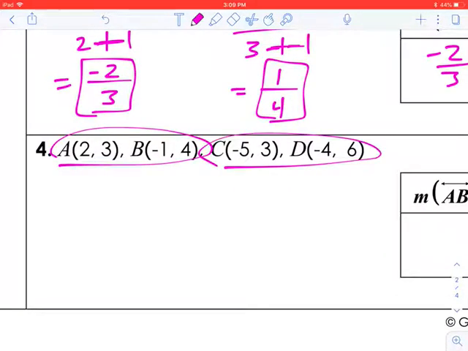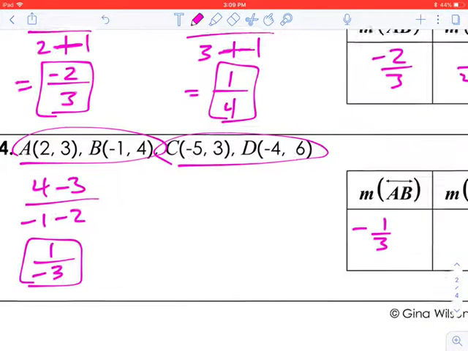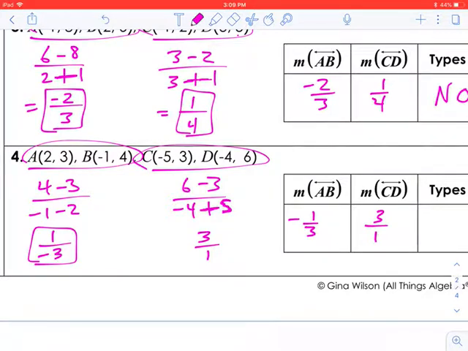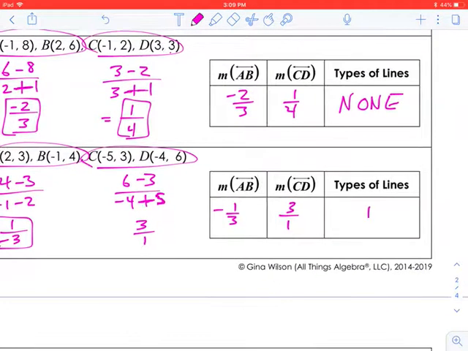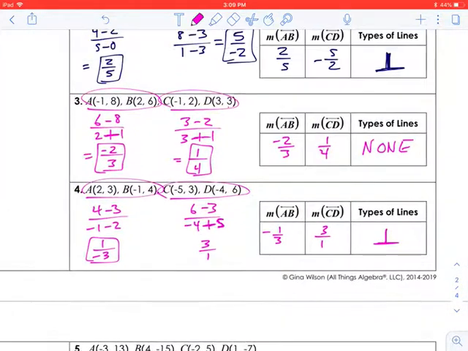Okay. And then finally, A and B again. I've got 4 minus 3 over negative 1 minus 2. So that's 1 over negative 3. So negative 1/3 for AB. And then 6 minus 3 over negative 4 minus negative 5. So that becomes plus. So that's going to be 3 over 1. So 3 over 1. They are flipped, they are switched signs, therefore they're perpendicular. Okay? And so, that's about it.